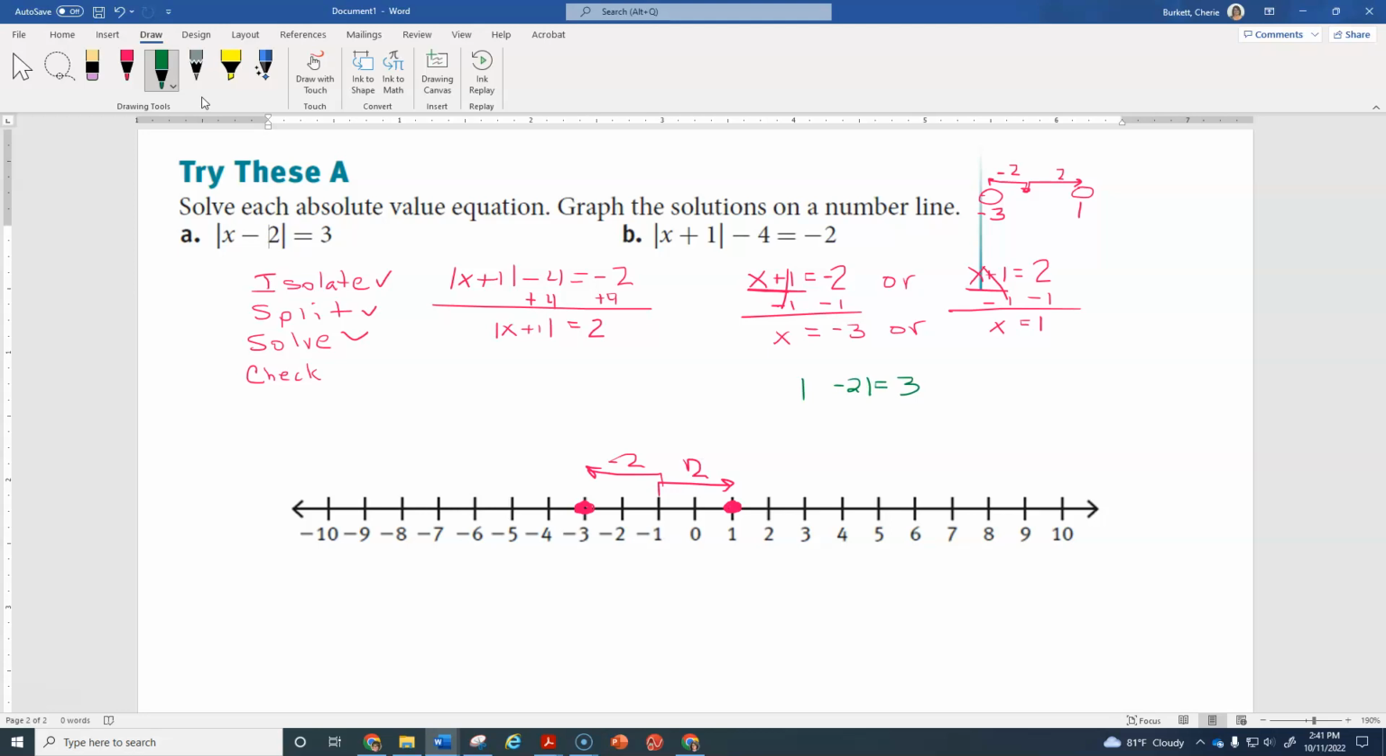Uh-oh. Yeah, I did it. No, I did. I'm writing the wrong one. Sorry. I was looking at part A. So I'm doing this one.